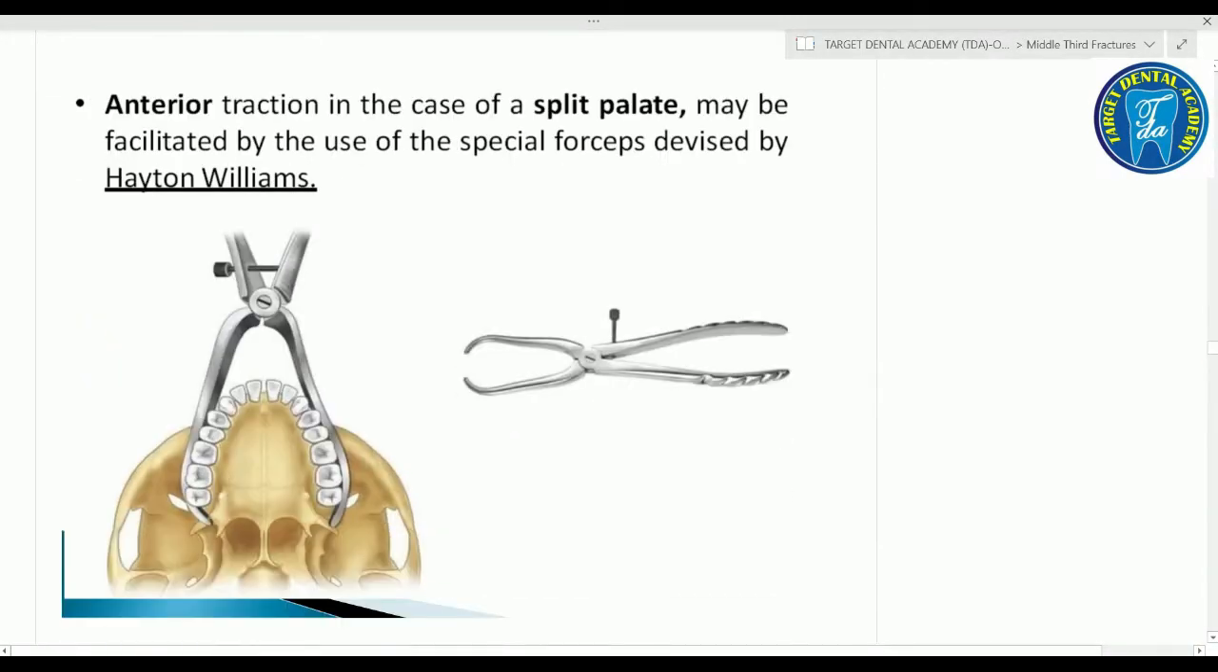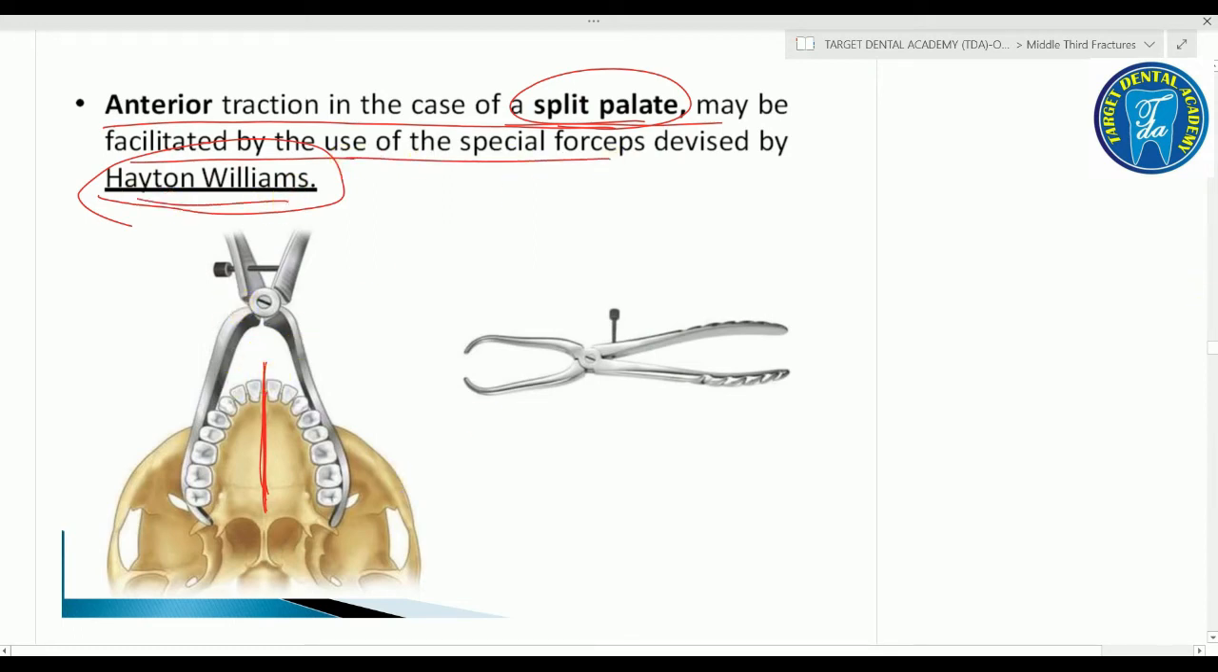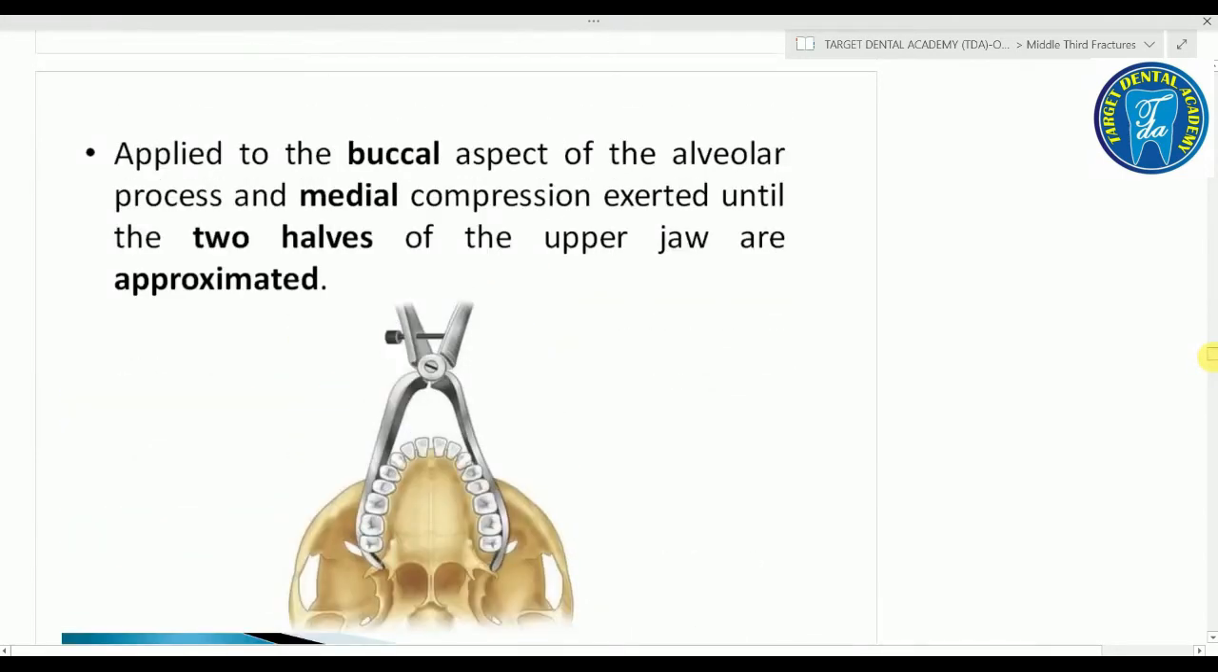Right? For anterior traction in case of a split palate, you can use the Hayton-Williams forceps. In the case of a split palate, anterior traction may be facilitated by the use of this special forceps devised by Hayton-Williams. It is applied to the buccal aspect of the alveolar processes, and medial compression is exerted until the two halves of the upper jaw are approximated.